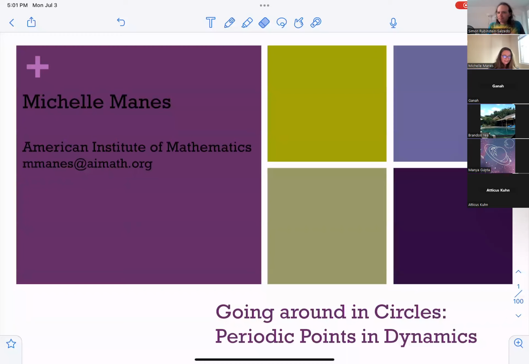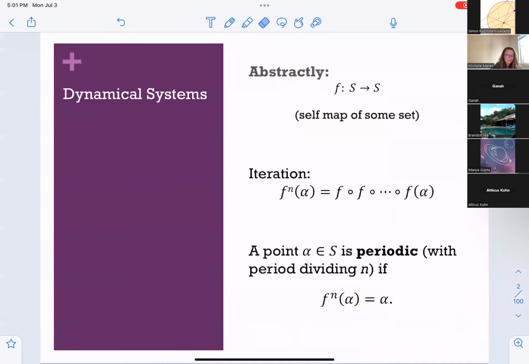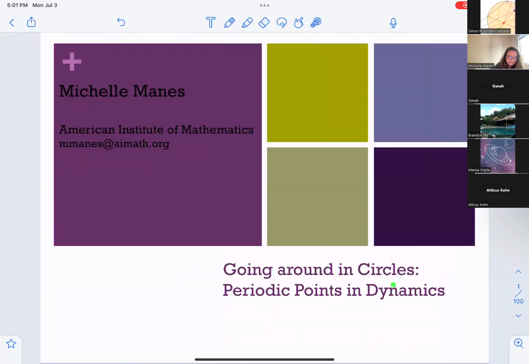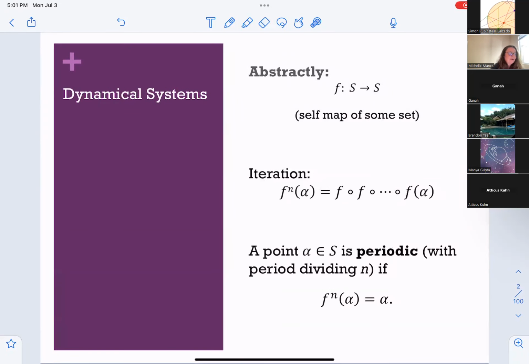Awesome. So let's get started then. I'm going to introduce the basic objects that we're going to talk about. The first thing that's important, if you look at my title, it's periodic points in dynamics. So I'm going to tell you what I mean by dynamics. A dynamical system fundamentally is just a function. I've got some set, it can be any set in the whole world, and I have a function from that set to itself.